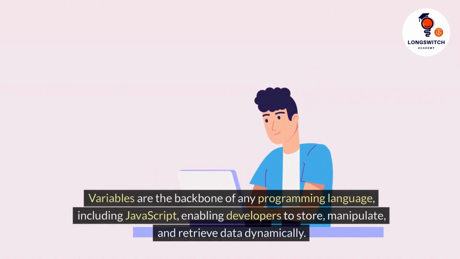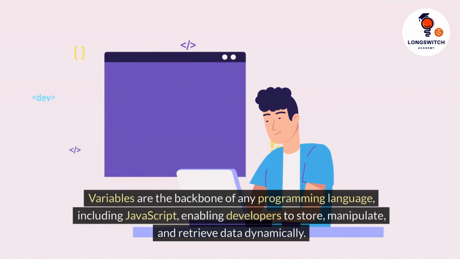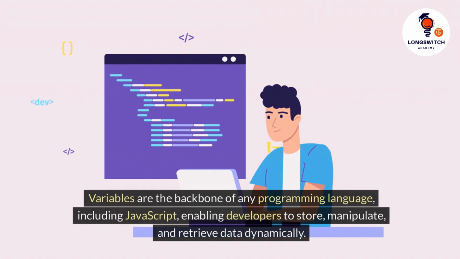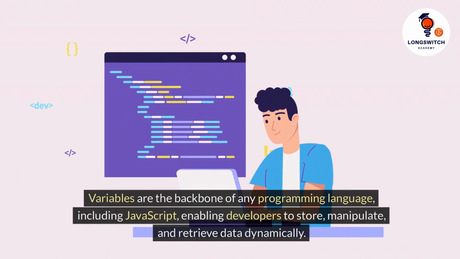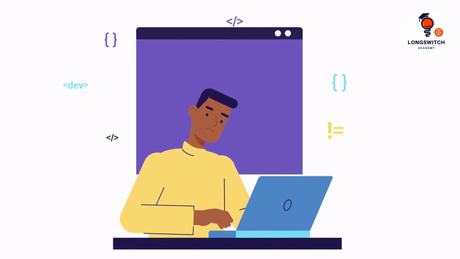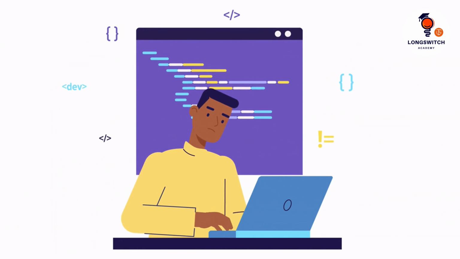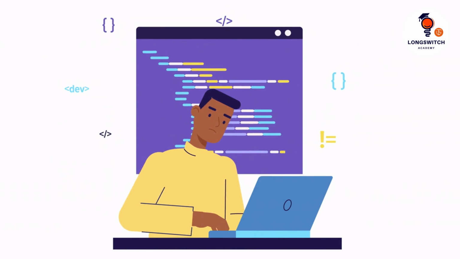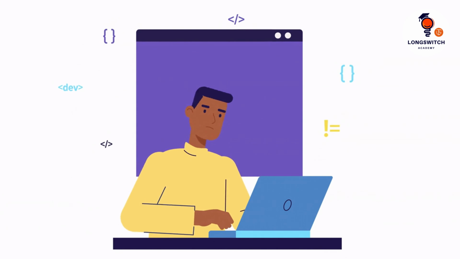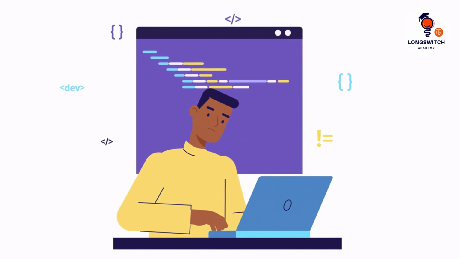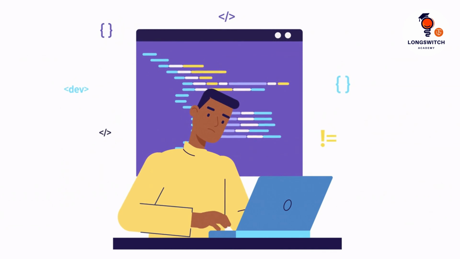Variables are the backbone of any programming language, including JavaScript, enabling developers to store, manipulate, and retrieve data dynamically. In this video, we'll explore the fundamentals of JavaScript variables, from their declaration to their usage in various contexts. By the end, you'll have a solid grasp of how variables work in JavaScript and be well equipped to leverage them effectively in your code.